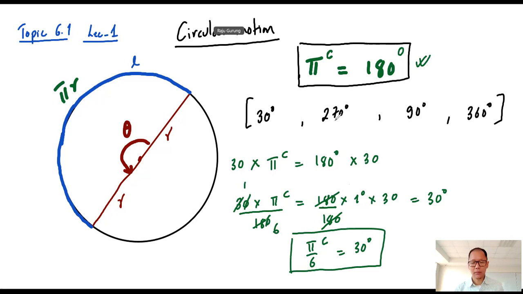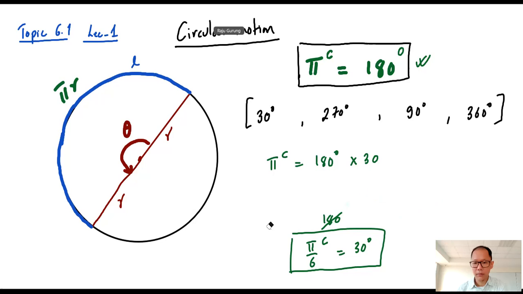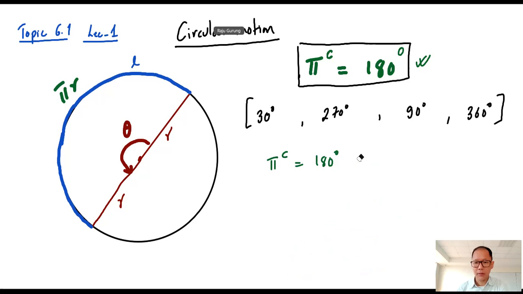I will do 270 right now. Let me erase this one here. I'll just leave the definition again. So this is the definition here. Now I want to do 270, right? So again, I multiply by 270 on both sides. And also, now I can write 180 degrees as 1 degree times 180 into 270. And then I can write here also 270 times pi radian.